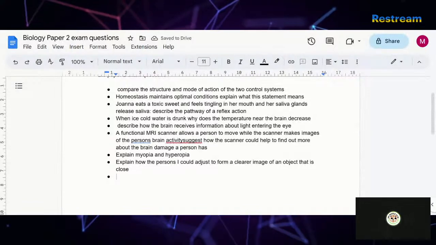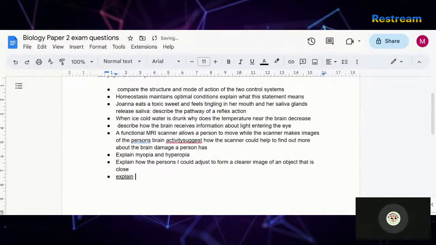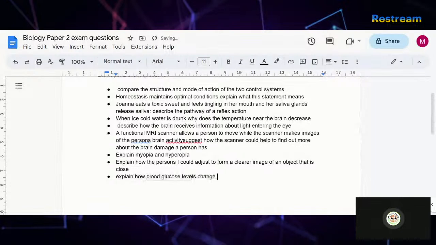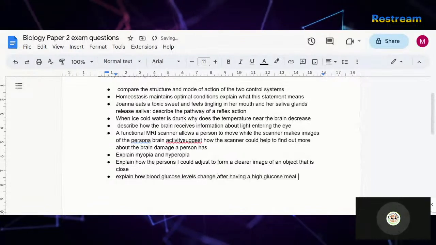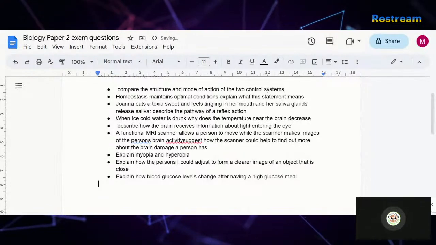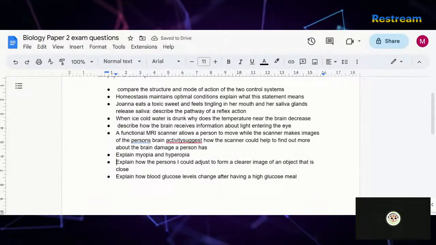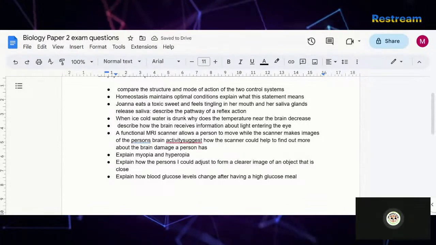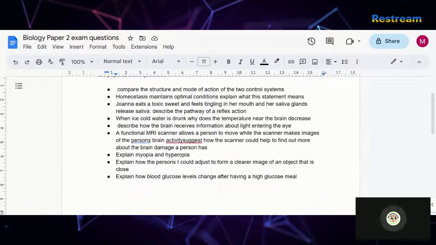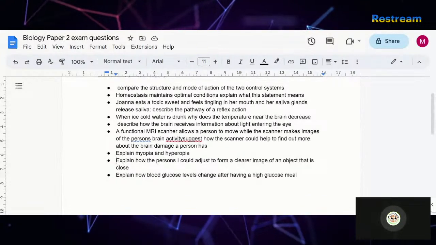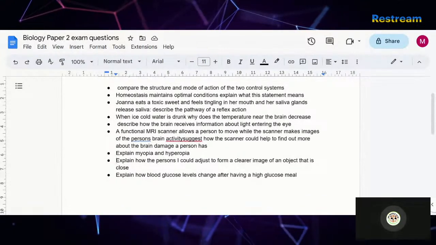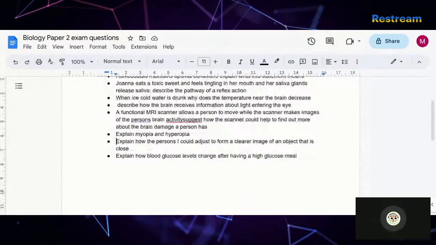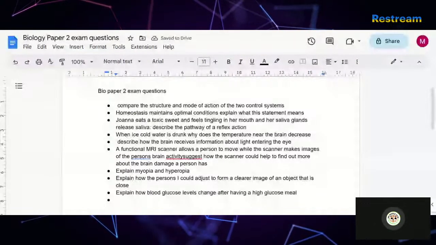Explain how blood glucose levels change after having a high glucose meal. So I actually changed this question. I was going to do the body temperature one, but I realised that a lot of people do get that one right anyway. So let's go over the harder hormonal ones. So glucose levels after a high glucose meal.